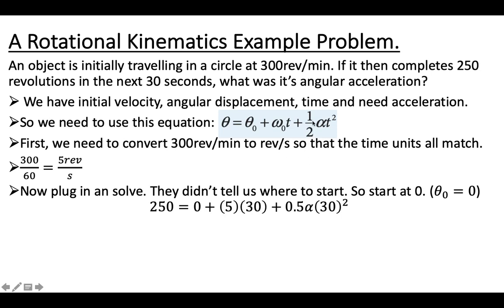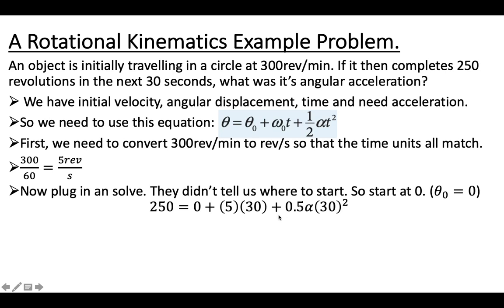I changed the 1/2 to a 0.5. 0.5 is 1/2, but usually when you're doing things in a calculator, it's a little bit easier to use 0.5 instead of the fraction 1/2. So that's why I did that. Alpha is what we're looking for. We don't know alpha, so I just left it. That's our variable. And then again, we have another t. This t is squared. We already know our t is 30 seconds, so we have 30 squared. So 250 equals 0 plus 5 times 30 plus 0.5 alpha 30 squared.